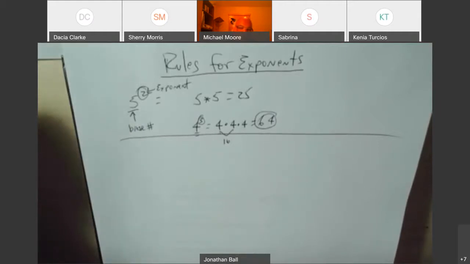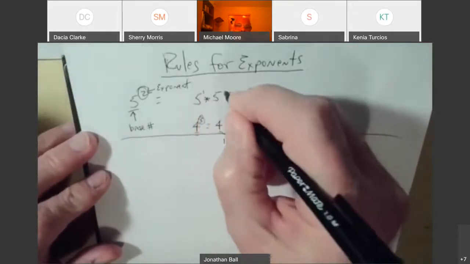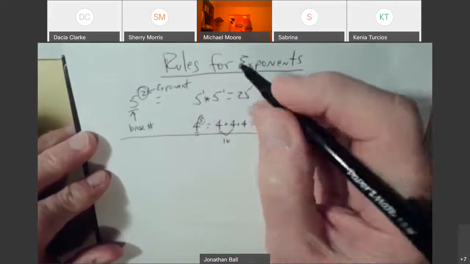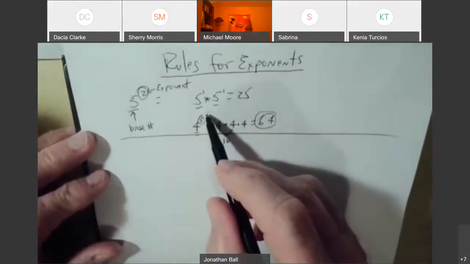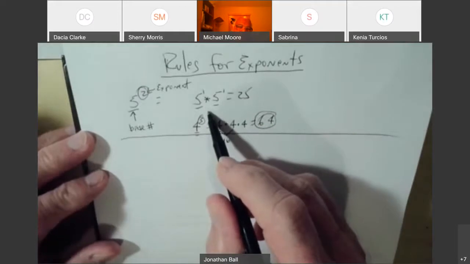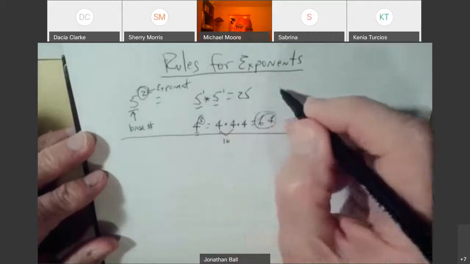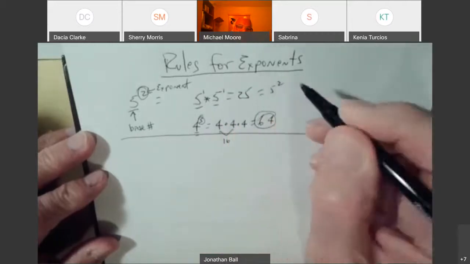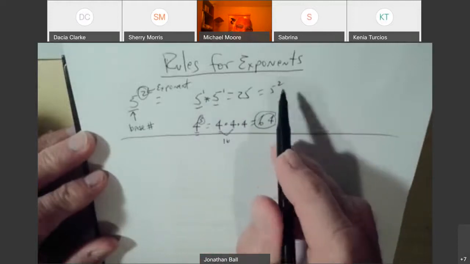Now, if you look, what's the exponent on the 5 here? They're 1s. We just don't write it. But when we have the same base number and we're multiplying, we add the exponents. So this is actually equal to 5 squared. 1 plus 1 is 2.